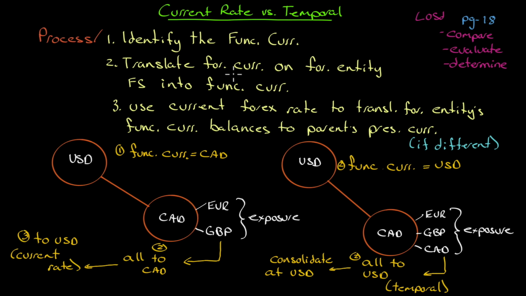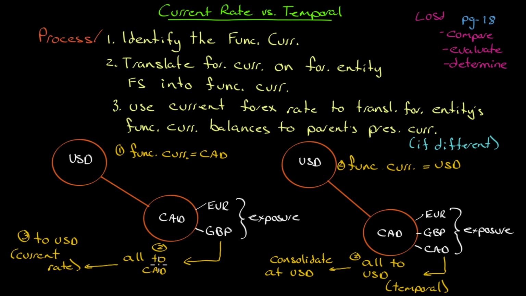So we go on to step 2. Translate these foreign currency balances on the foreign entity's financial statements into the functional currency. So step number 1, identify the functional currency as Canadian. Step number 2, take everything on the financial statements here and put them all into Canadian.